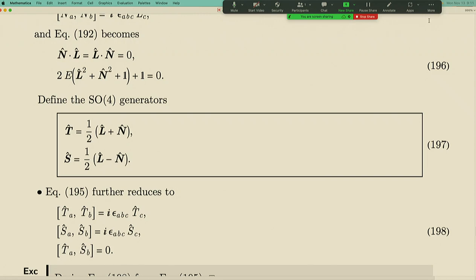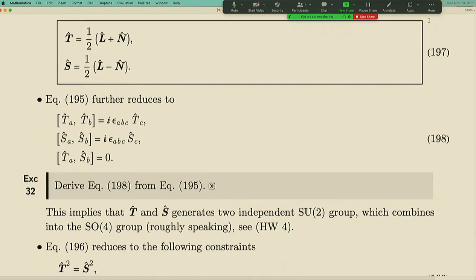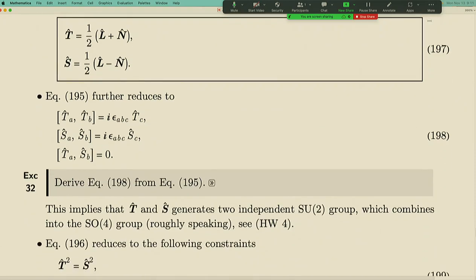This is T, this is S, right? So one immediate conclusion is that T squared and S squared must be the same, which is down there. These two vectors must have the same length if they are just plus and minus linear combinations of the perpendicular vectors. That is simple geometry.